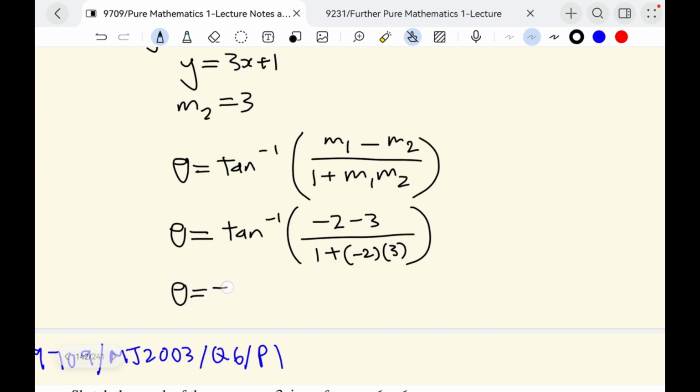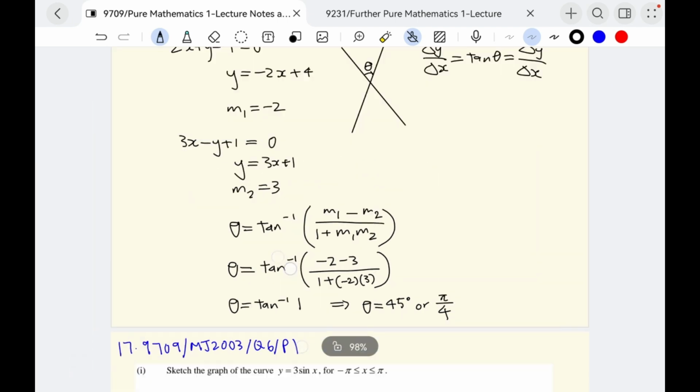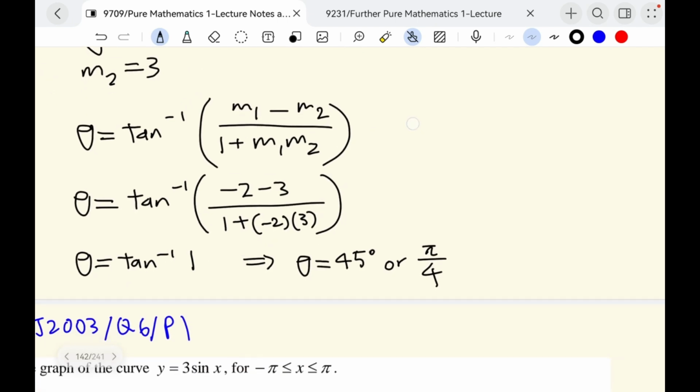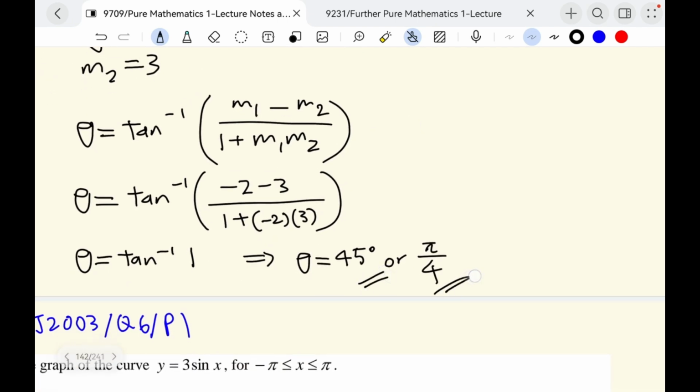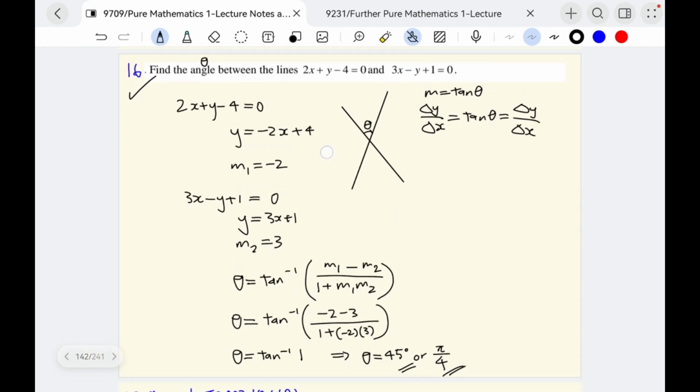So we have theta equals arctangent of 1. So the answer for theta is either 45 degrees, or you can leave it in radians, which is pi over 4. Alright, so both angle units are acceptable. Okay? So that's the end of these questions. Now it's time for us to proceed to the puzzle questions.